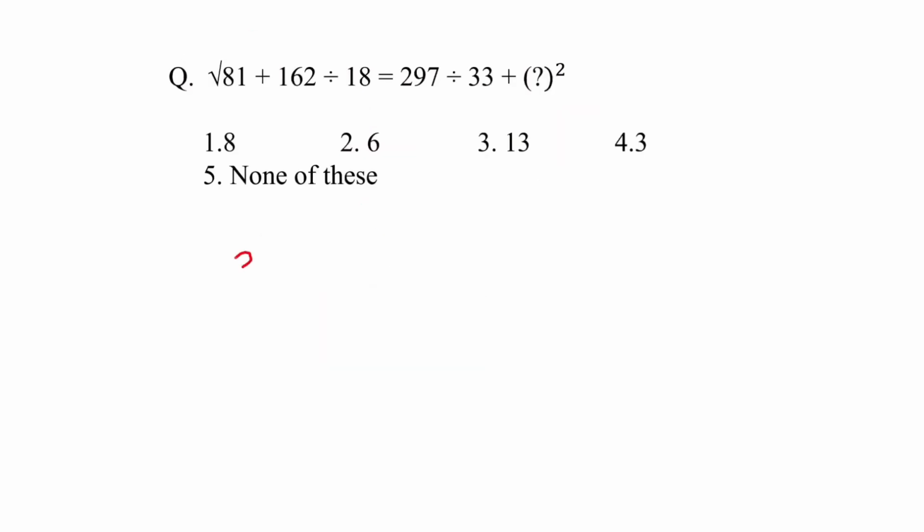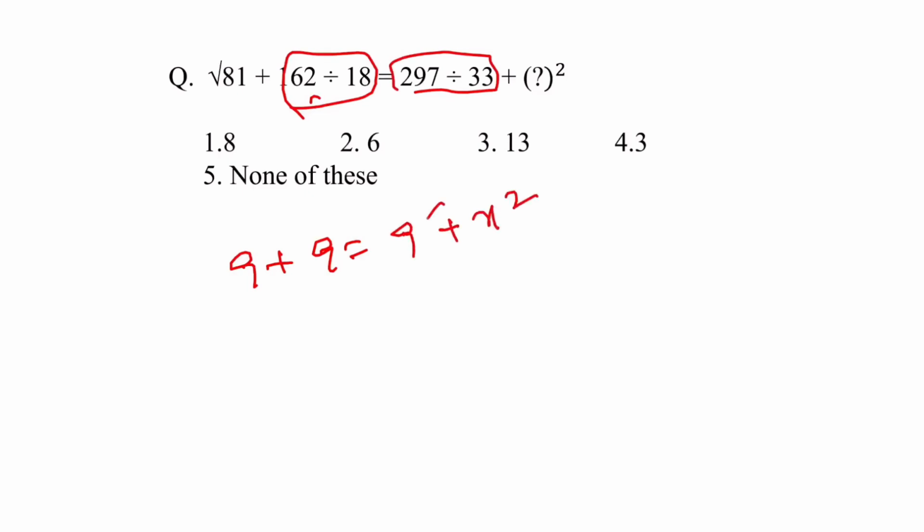Root 81 is 9 plus 162 divided by 18 is also 9, is equal to 297 divided by 33 is also 9 plus x square. 9 cancels. x square is equal to 9. Therefore, x is equal to 3 is the answer.